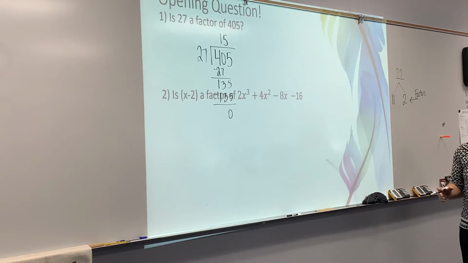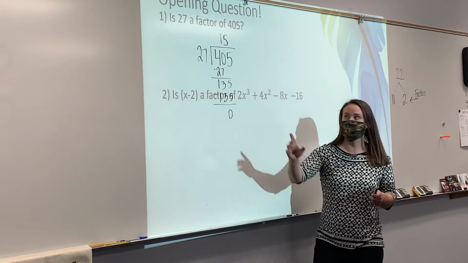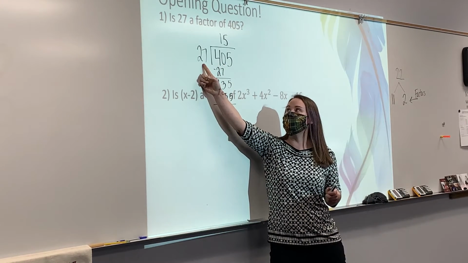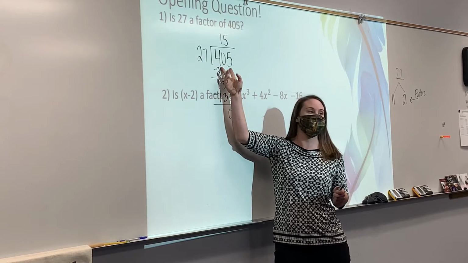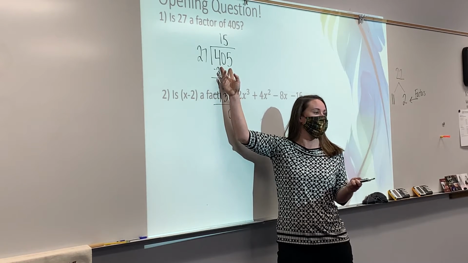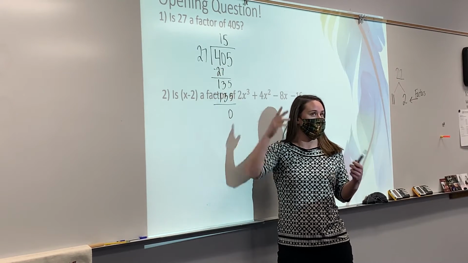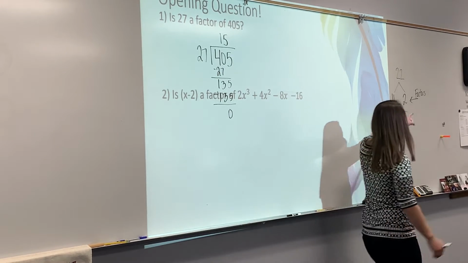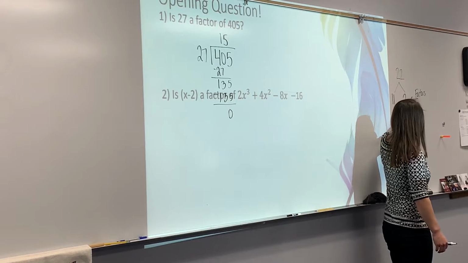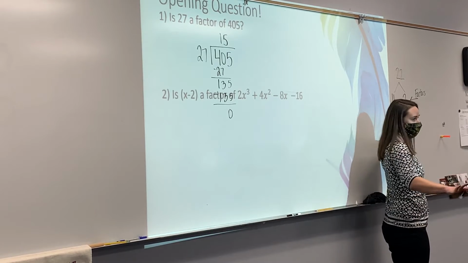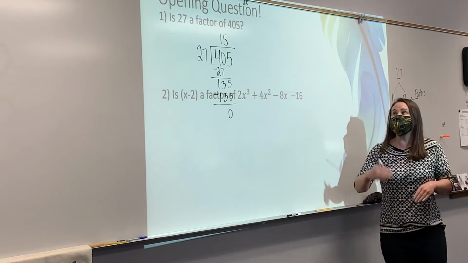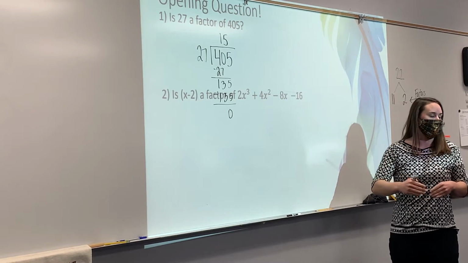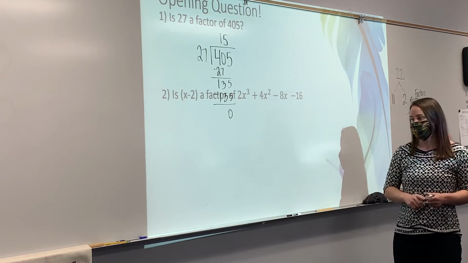So my question to you is, is 27 a factor of 405? I'm seeing people nod yes. Why? Well, because there's no remainder. Just like you said over here, 22 divided by 2 gives you 11. There's no remainder. So when we divide and we don't get a remainder, we say yes, it's a factor.